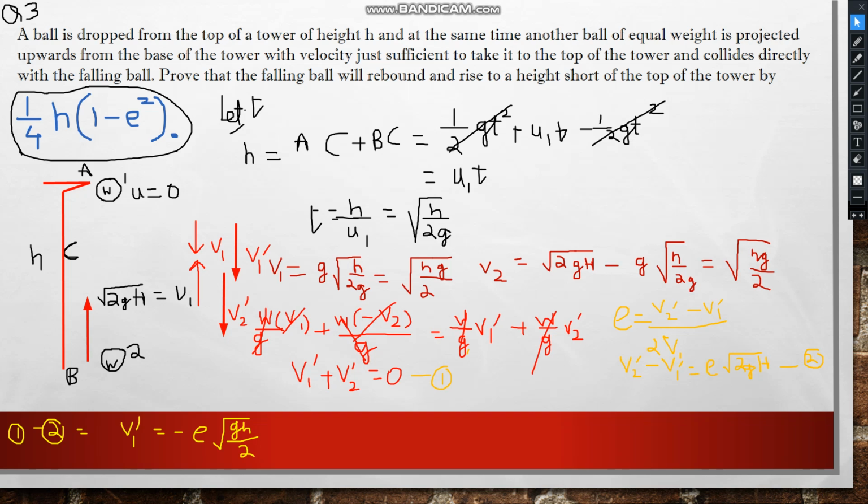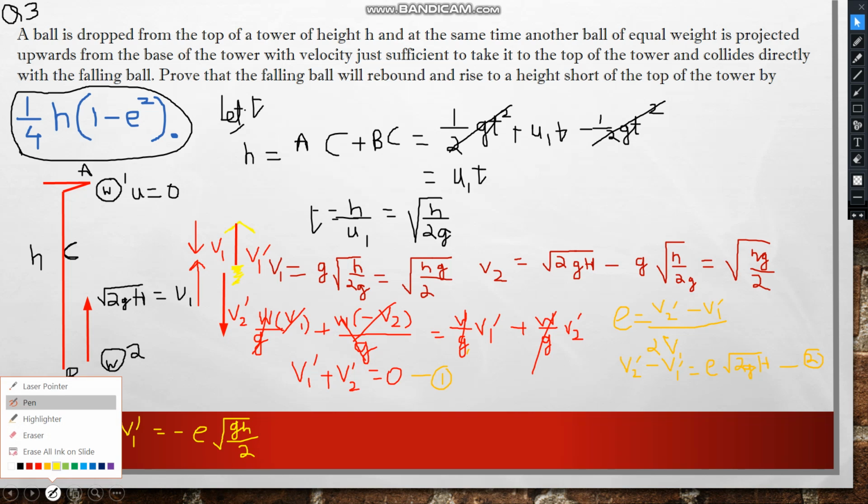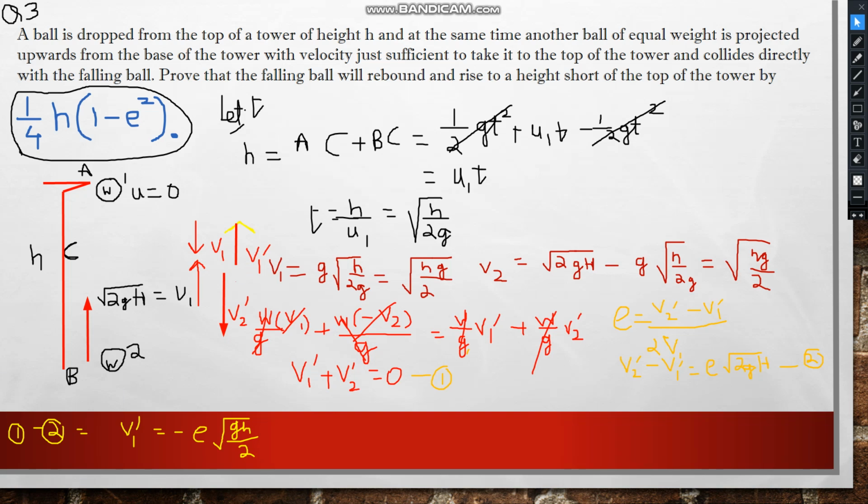This being negative, we can understand that this v1 dash will be in upward direction. We have taken v1 dash direction as wrong. This direction will be the direction of v1 dash. Nothing of this sort is needed now. I am rubbing this arrowhead here. We had taken the wrong direction of v1 dash that time. Now we have got the value of v1 dash.